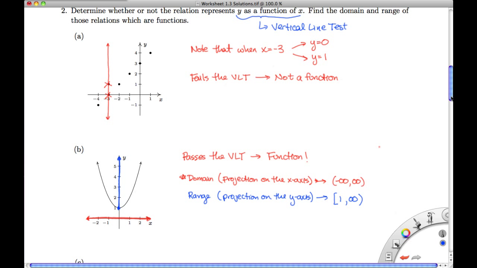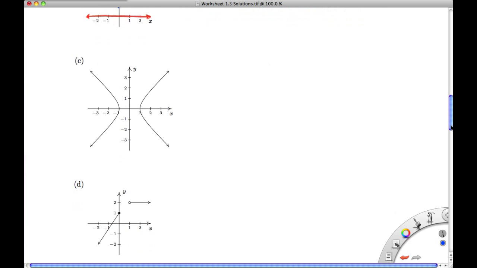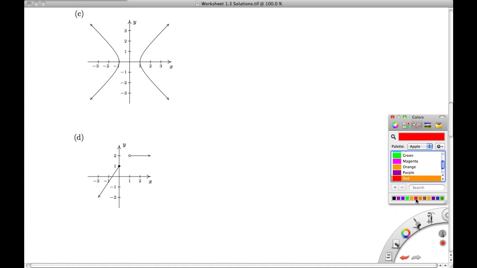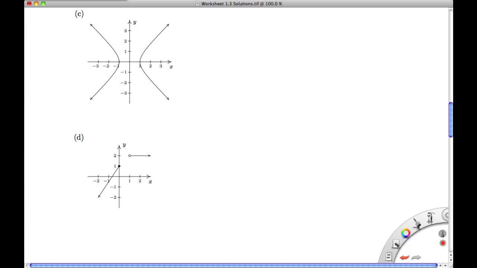So let's go ahead and now move on to part C and part D. C looks pretty suspicious right off the bat here. Lots of places we could illustrate this, but if I were to drop a vertical line down here through x equals -2, we would see that this fails the vertical line test. It hits the relation in 2 different spots. So this relation fails the vertical line test, and we can conclude that this is not a function.